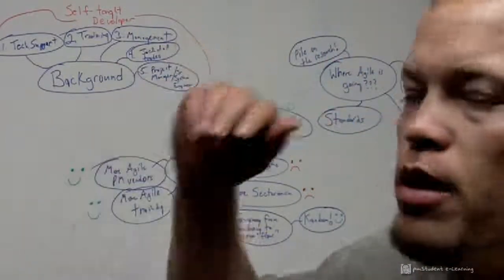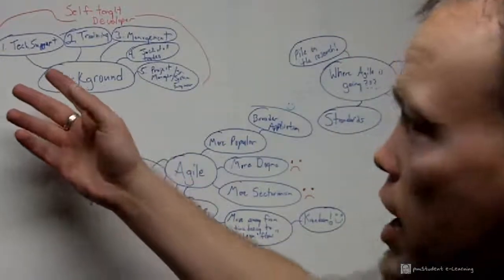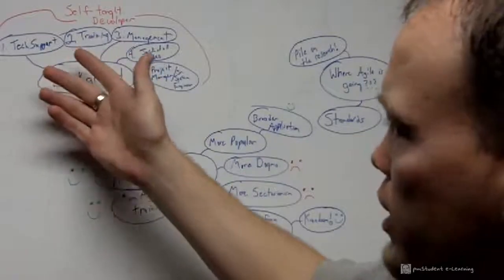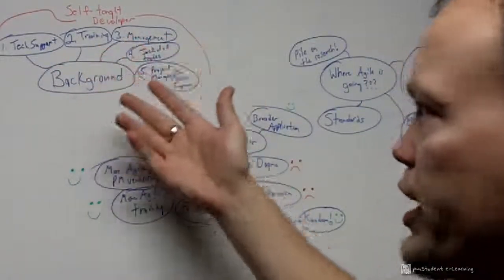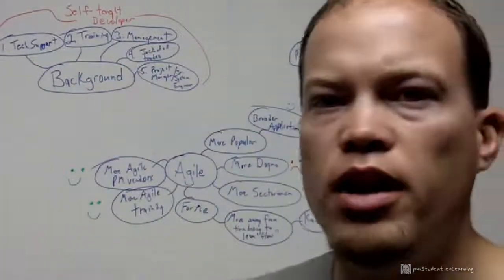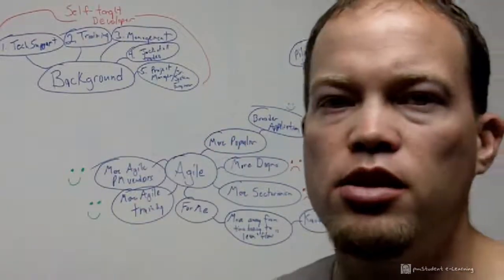So, Peter asked about my background, specifically with Agile. In general, I started out in the tech support area, moving into training and then into management. After that, moving into a jack-of-all-trades type of position, doing process re-engineering and development and things like that. And then finally getting into project management and system engineering.